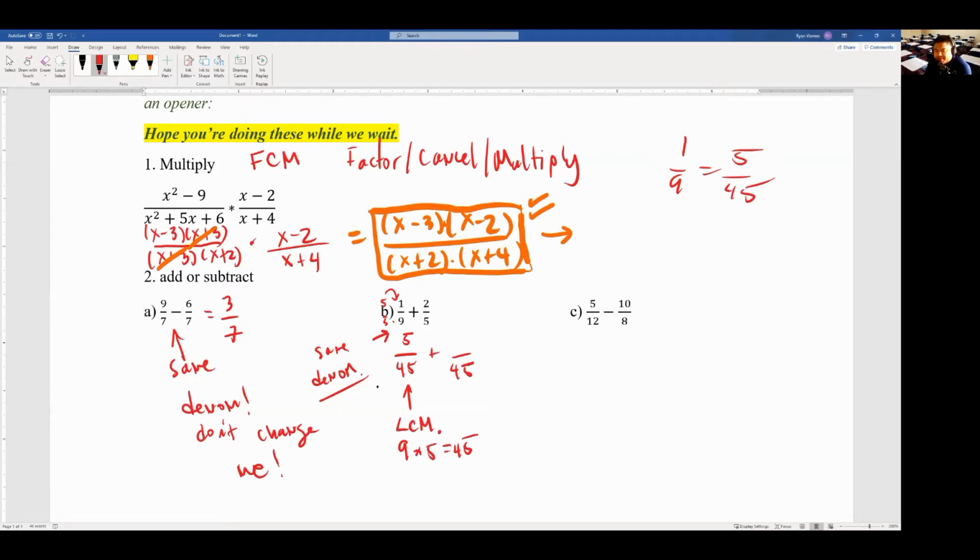And then you have a giant one here, which I'm going to do 9 over 9, which becomes 18 over 45. My answer is 23 over 45. And if we could reduce down this fraction, we will, but we can't.